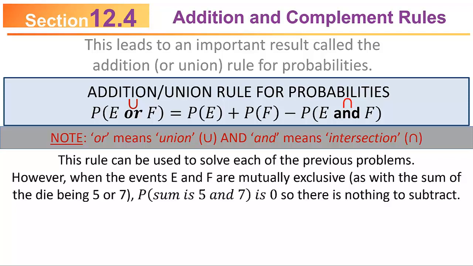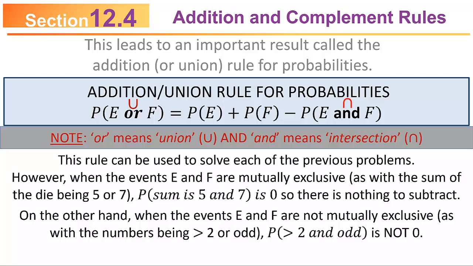But I will say that if you did use the formula for the first one, where the events were mutually exclusive, the sum being 5, there was no overlap with the sum being 7, there was nothing to subtract away. If you take that minus part of the formula, it would have been 0. The probability would be 0 that a sum could be 5 and 7. However, on the second one, there was an overlap. There were numbers bigger than 2 that were also odd. This formula takes care of that. Think about that, what that means.